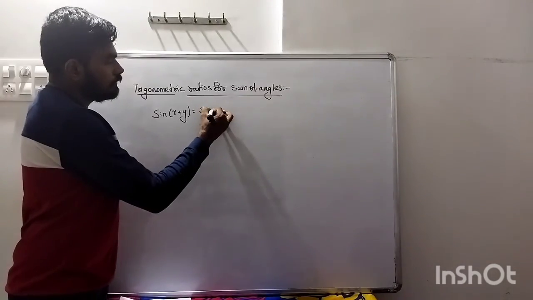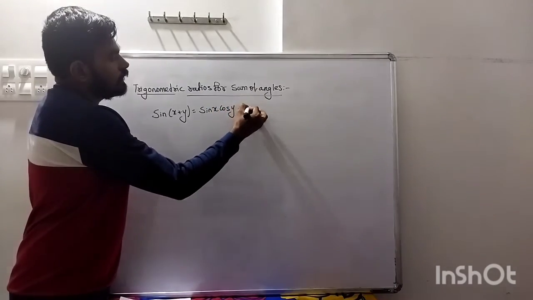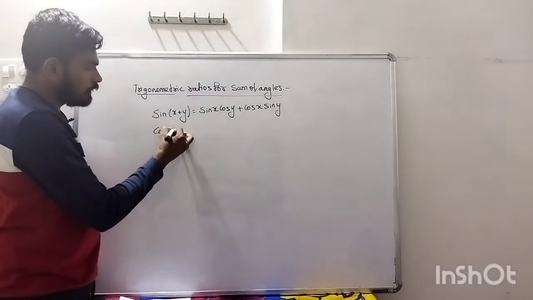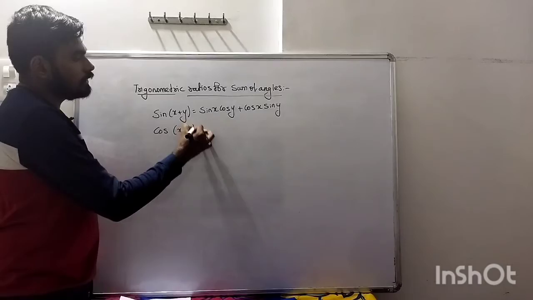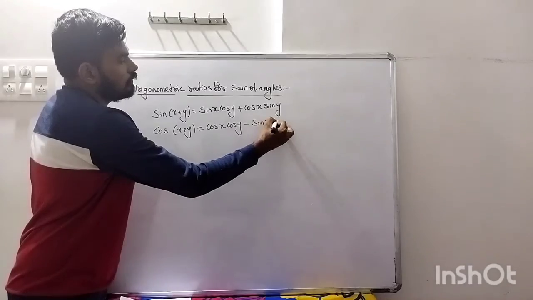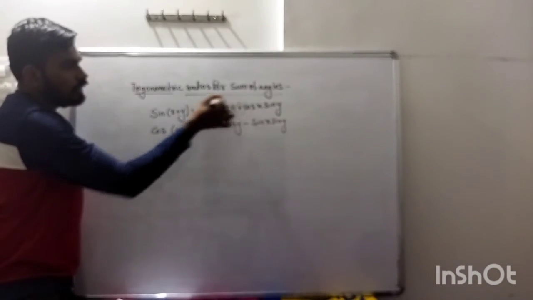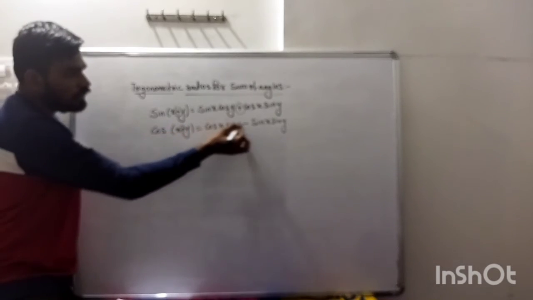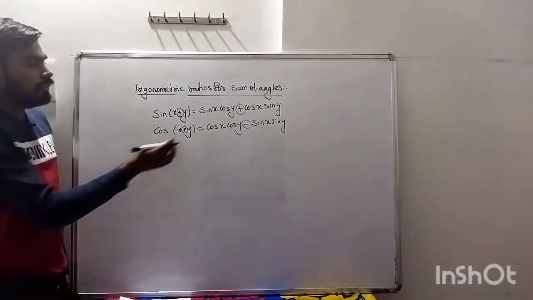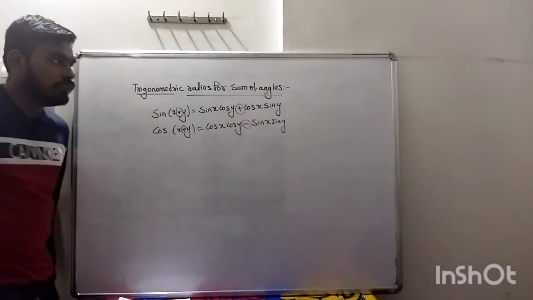Sine of x plus y is sin x cos y plus cos x sin y. Remember. Similarly, cos of x plus y is cos x cos y minus sin x sin y. Remember, for sine of x plus y it is sin cos, cos sin, and the sign is the same as in the expression, plus. For cos of x plus y, the sign is different, it is minus, and it is cos cos, sin sin. So these things you have to remember.